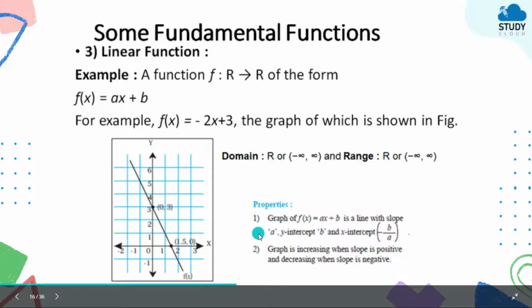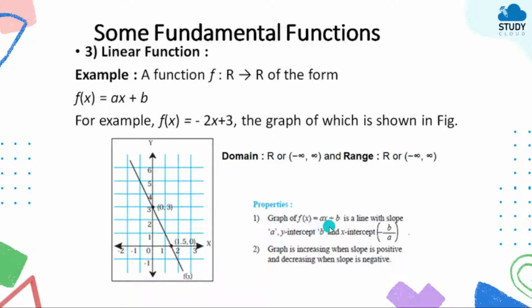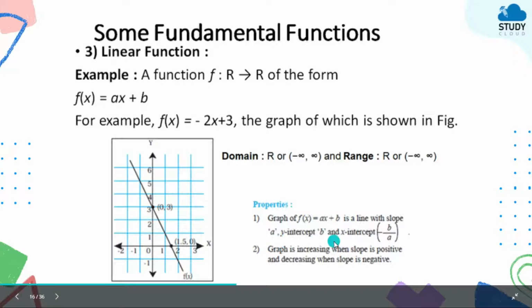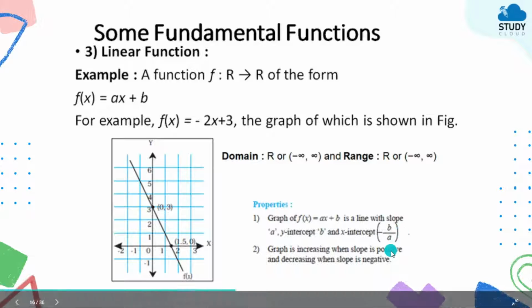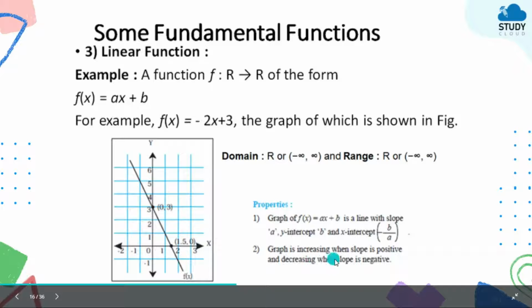Properties we can see over here: graph of f(x) = ax + b is a line with the slope a. Y-intercept is b and x-intercept is -b upon a. This graph is increasing when the slope is positive and decreasing when the slope is negative.